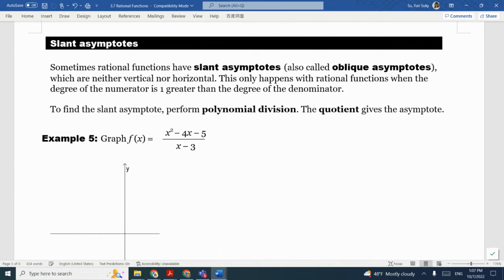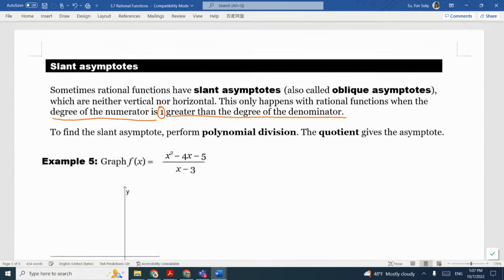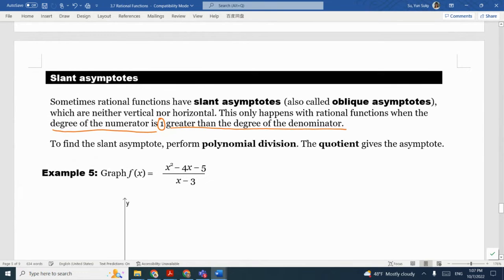Okay, slant asymptotes or oblique asymptotes, which are neither vertical asymptotes nor horizontal asymptotes. This only happens for a rational function if the degree of the numerator is 1 greater than the degree of the denominator. So last time we had the numerator and denominator.